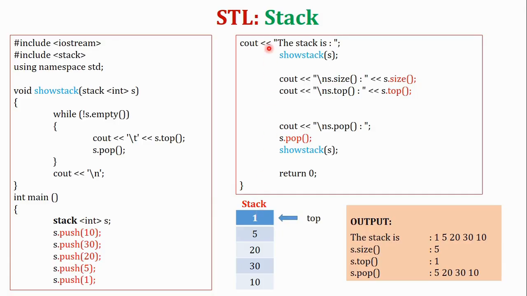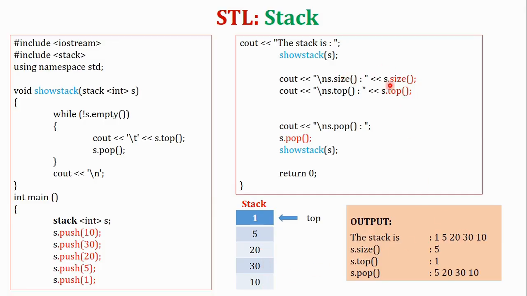Suppose if we want to show the content of the stack, then we will call the function that we already defined, right? We will call the function with the parameter, so automatically it will invoke the function. Then it will show the content of the stack. See here, what is the content of the stack? Now 1, 5, 20, 30, 10 it will show.